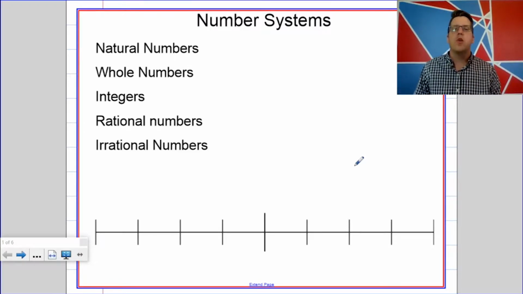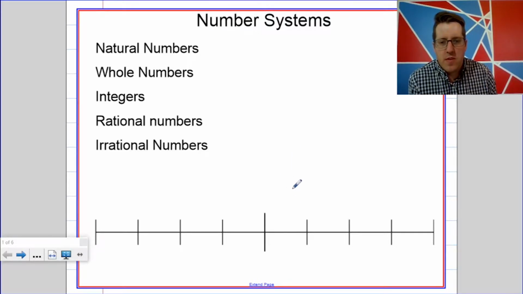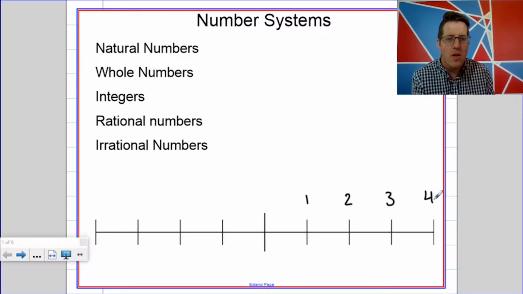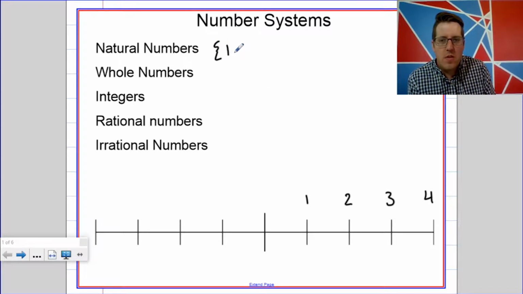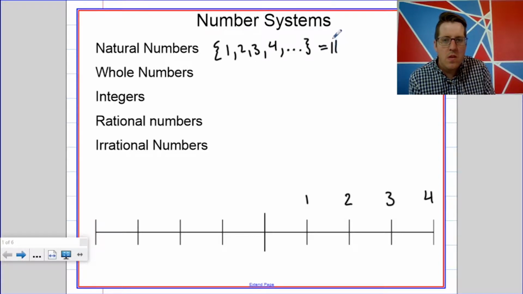Okay, today's video is about number systems. We're going to start with the natural numbers. These are the counting numbers, the first numbers that you learn as a child. Things like 1 and 2 and 3 and 4. If I ever want to talk about all of the natural numbers, so that would be the set of the natural numbers, instead of writing them out forever, I can use this symbol to represent all of the natural numbers.